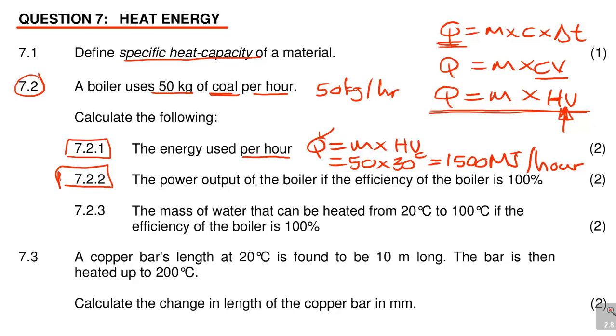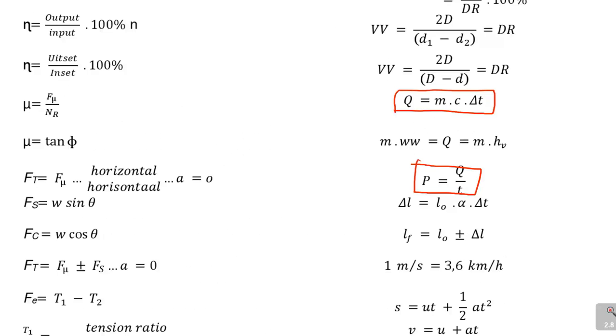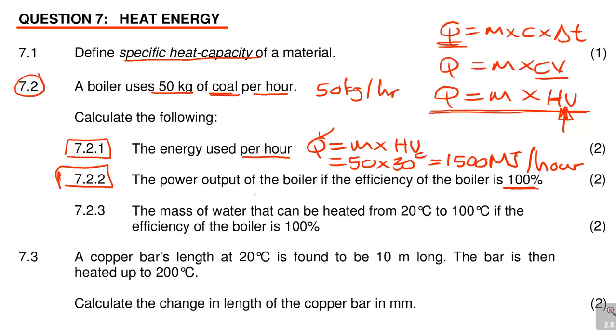7.2.2. It says the power output of the boiler if the efficiency of the boiler is 100%. Again, we go to our formulas and we look at the formulas that connect us with power. And if I use this formula to say power, we can see that power is Q over t, where t is time in this case. So if I go in here to say 7.2, there is P is equal to Q over t.